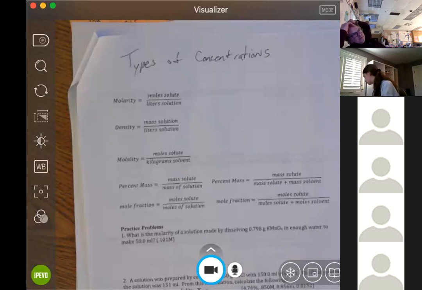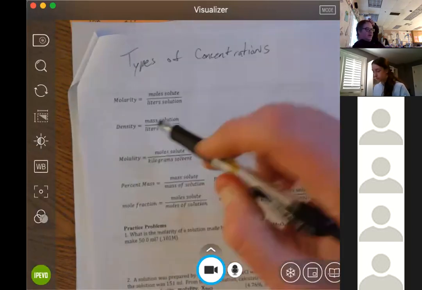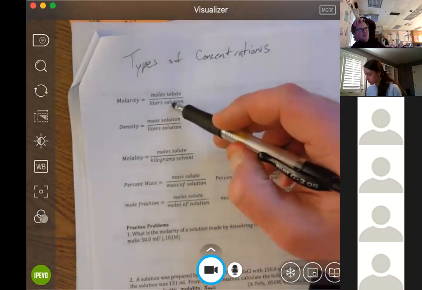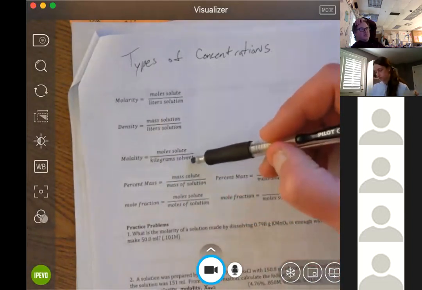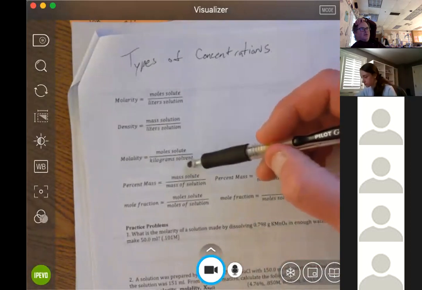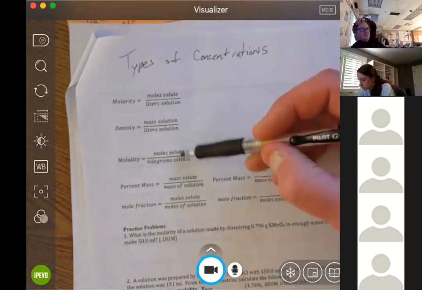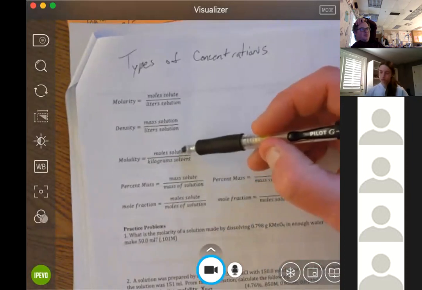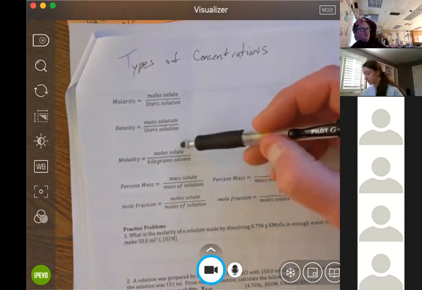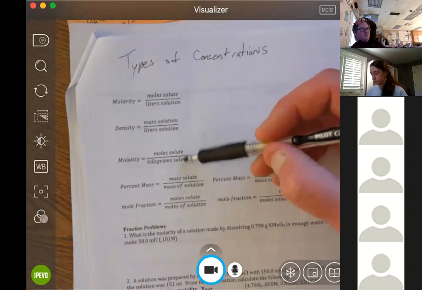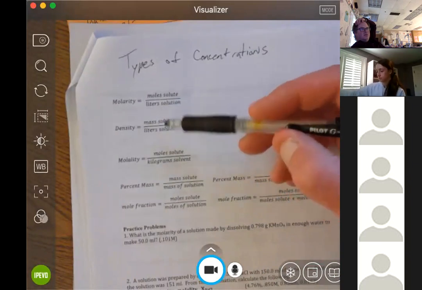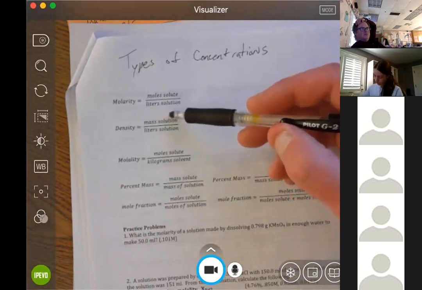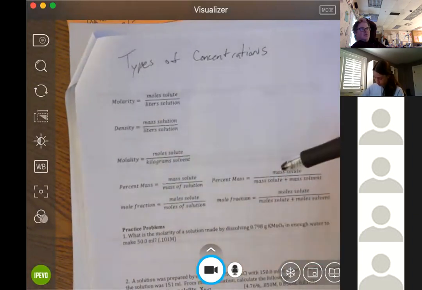Molality. Now look at molality and look at molarity. Molarity includes the solution. Molality does not include the solution. It's moles of solute per kilograms of solvent. So these two things are separate. The solute is dissolved in the solvent, but you've got two totally different types of things here. For these two, it's mass of solution, liters of solution. Moles of solute, liters of solution. Right?